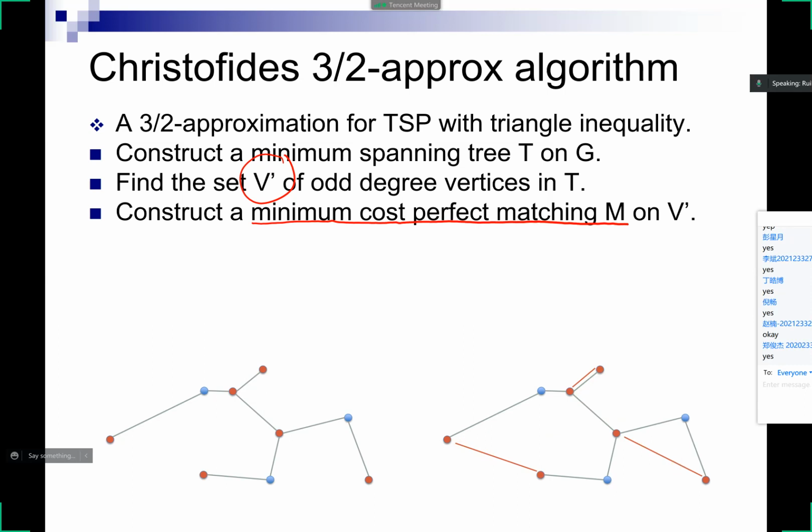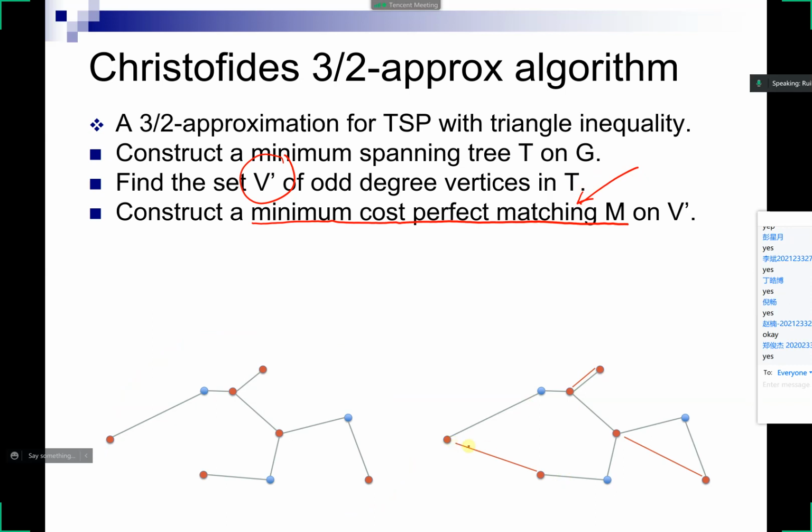Now remember that this graph here is sitting inside of a complete graph. I'm not drawing the complete graph, but you should imagine that all pairs of nodes are connected. And so therefore you can form a matching on these nodes. Later on, I'll prove to you that it's possible to form a perfect matching. And furthermore, you want the cost of this matching to be minimum.